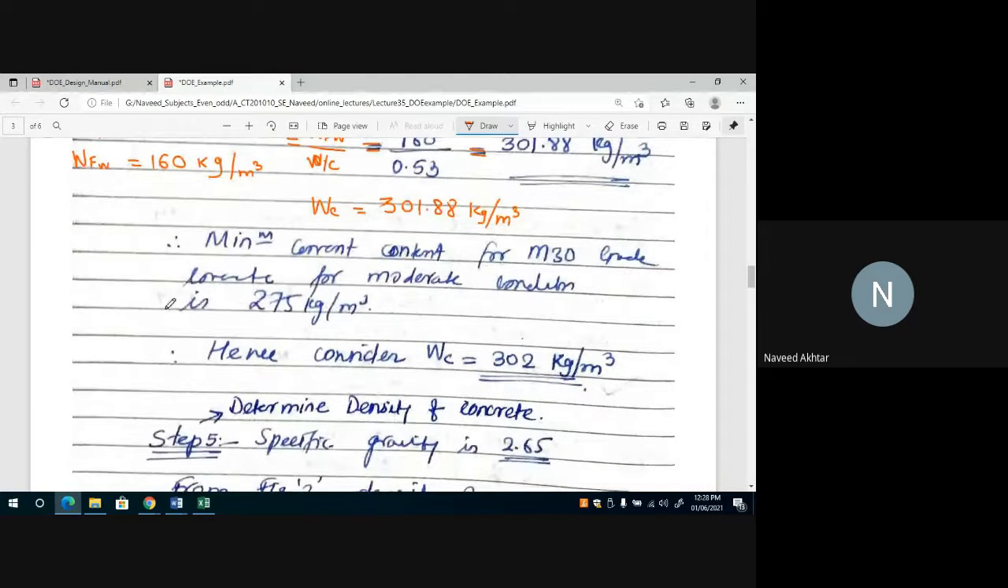So now it has to be checked with the minimum cement content for M30 grade of concrete for moderate condition. In the British Standard Code, for M30 grade, the minimum cement content is given as 275 kg per cubic meter. Yesterday we saw the step-by-step procedure for the mix design using the DOE method.